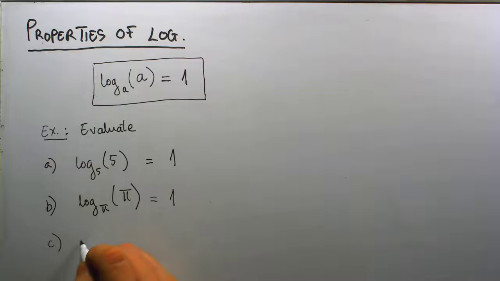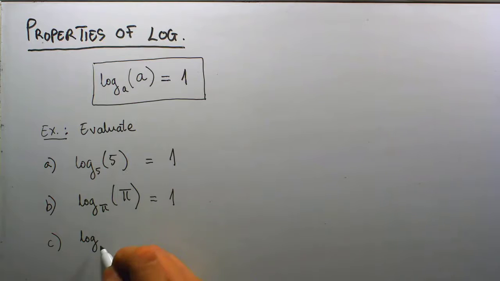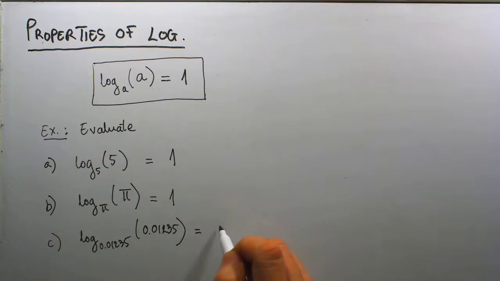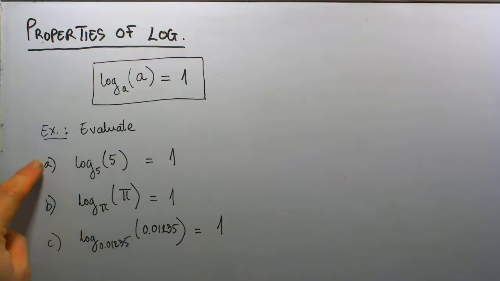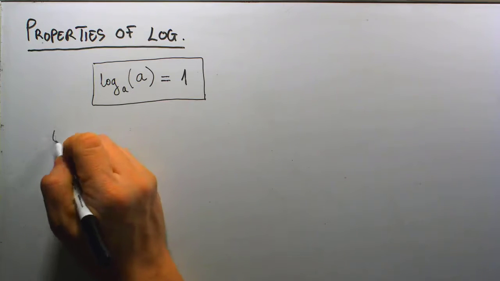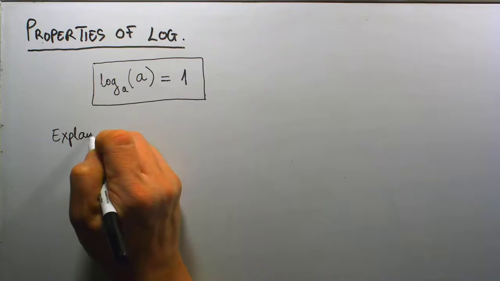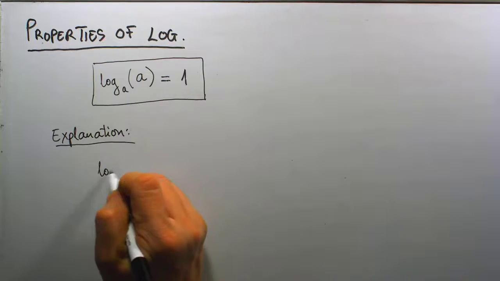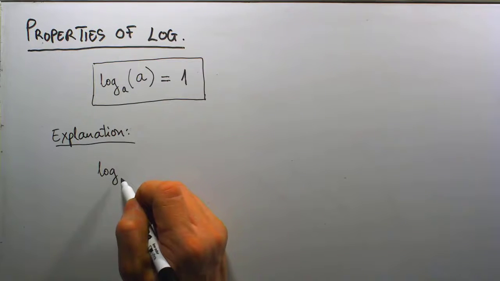As another try, I can come up with any base as ugly looking as possible. So log base 0.01235 of 0.01235. The number is exactly the same as the base. The answer is gladly just 1. And none of these calculations will require a calculator. Now, just to give a general explanation of why this property is true, allow me to give only one general explanation here.